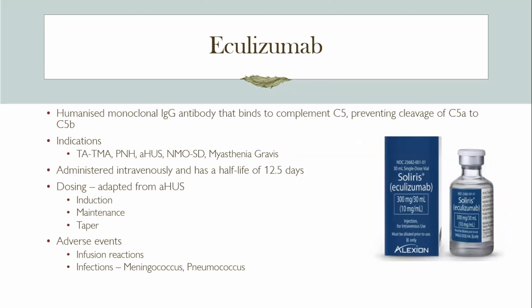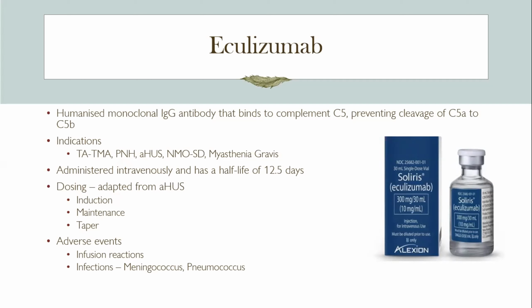Eculizumab, we are familiar with, even though we don't use it as often, or don't use it at all, because of its expense. But we are familiar with its use in TMAs, PNH, atypical HUS, NMO spectrum diseases, and myasthenia gravis. So it's a terminal complement inhibitor. It's a humanized monoclonal antibody, and it binds with high affinity to the human C5 complement protein and blocks the generation of pro-inflammatory C5a and C5b all the way down to 9.